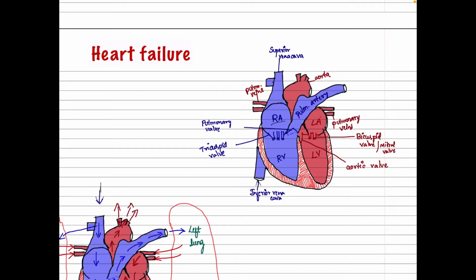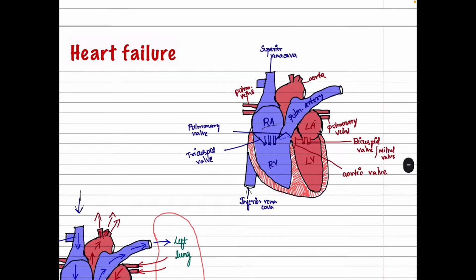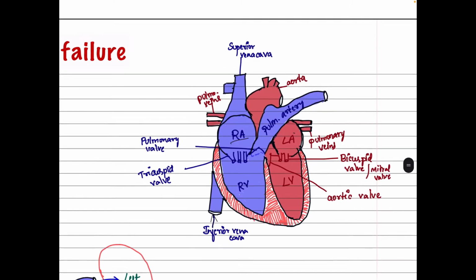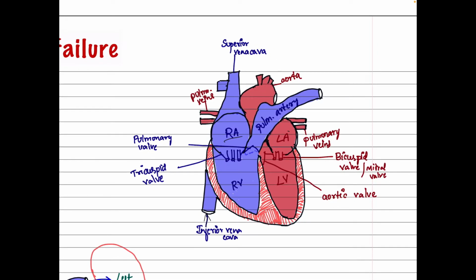Today our topic of discussion is heart failure. Let's see the anatomy of the heart. As we know, the human heart has four chambers: right atrium and right ventricle, left atrium and left ventricle. The tricuspid valve is between the right atrium and right ventricle. The bicuspid valve, or mitral valve, is between the left atrium and left ventricle.